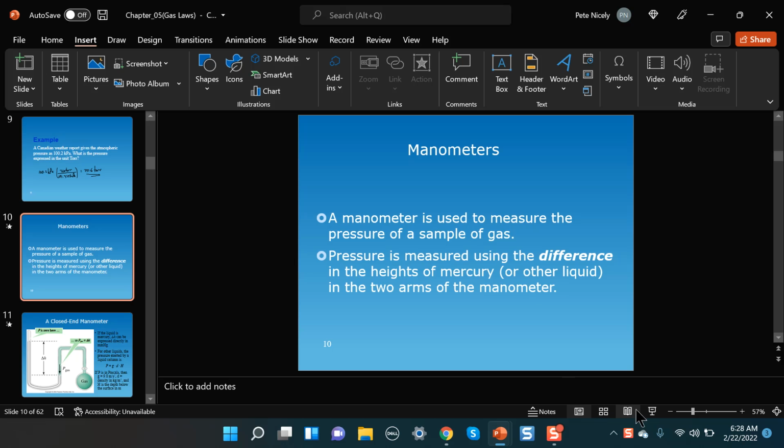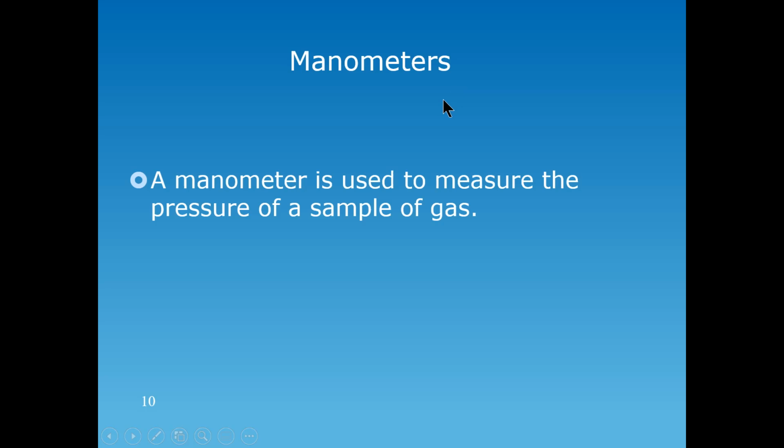Okay, so now we're going to look at another instrument, as I said before, that is used to measure pressure. The difference between this instrument and the barometer, which we talked about earlier, is that this instrument is used to measure the pressure of a sample of gas, whereas the barometer is used to measure atmospheric pressure. So if we have a sample of a gas in a container, then this is the instrument that we're going to use to measure the pressure of that gas.